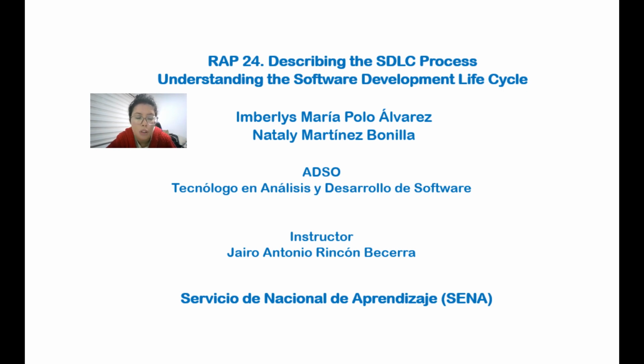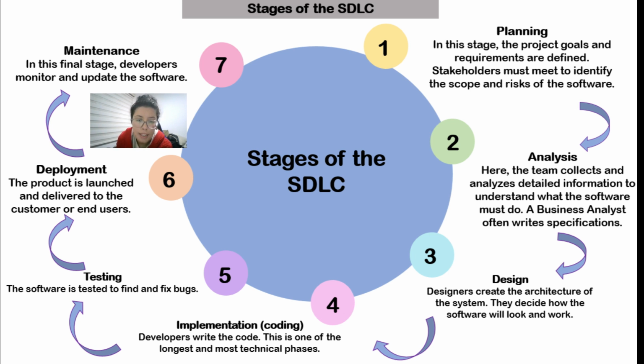We are talking about our instructive: understanding the software development life cycle, stages, methods, and best practice. In stages of the software development life cycle, we have 7 stages. First is planning. In this stage, the project goals and requirements are defined. Stakeholders must meet to identify the scope and risk of the software.